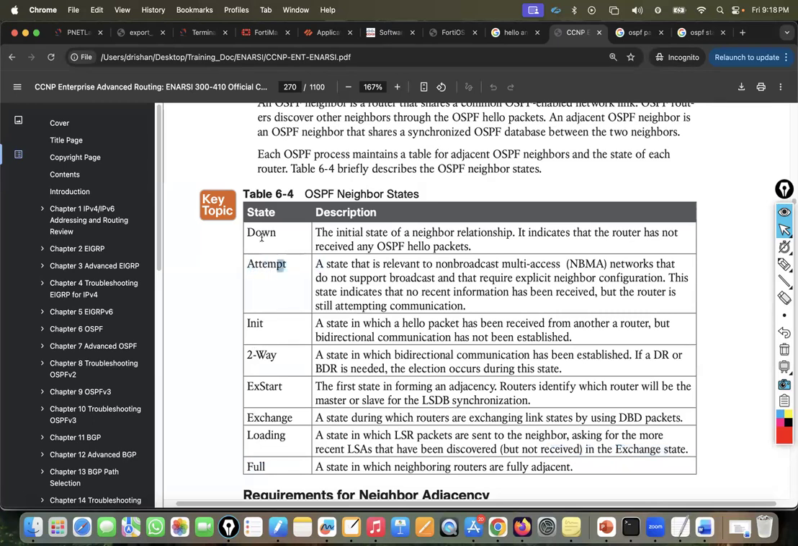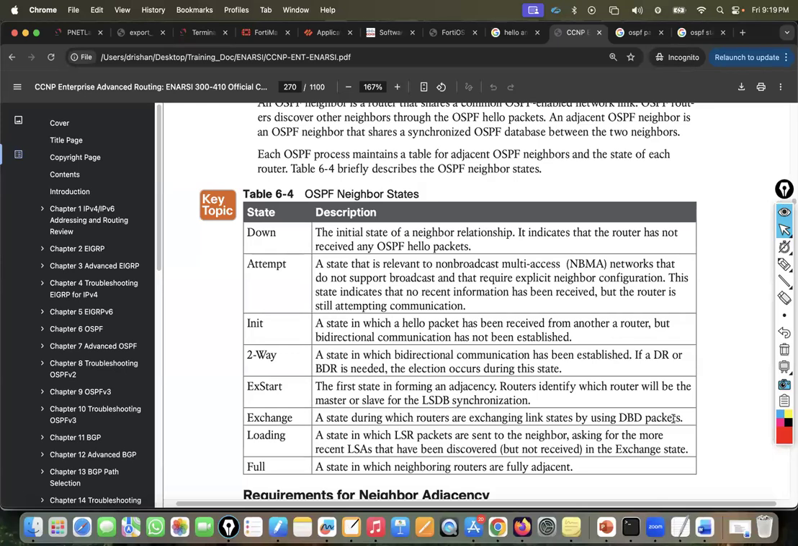So 1, 2, 3, 4, 5, 6, 7 states of the neighbor OSPF state. Means whenever you want to build the OSPF neighborship, they will go Init. In Init, they will exchange the hello packet. Two-way, they select the DR BDR. I will explain how DR BDR is going to be selected and what the DR BDR is. ExStart, they select the master slave, who is going to send the DBD packet first. Okay, that selection is going to happen.